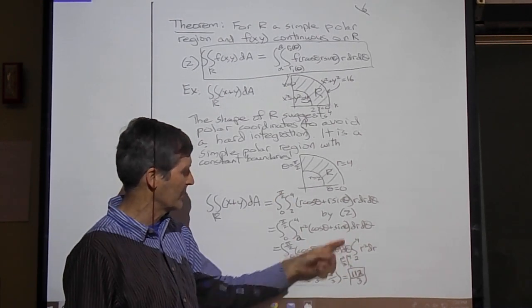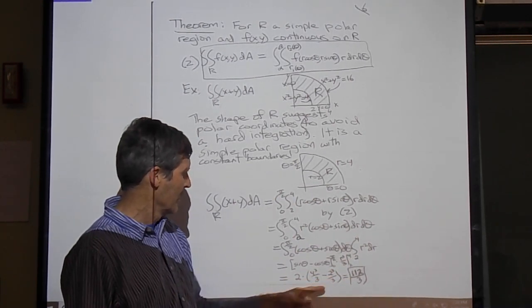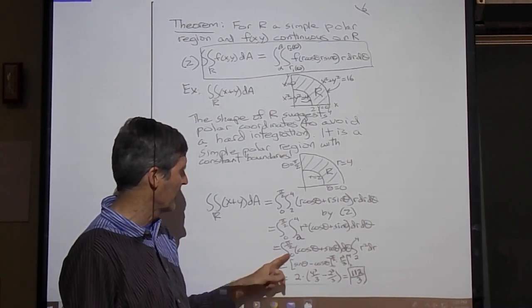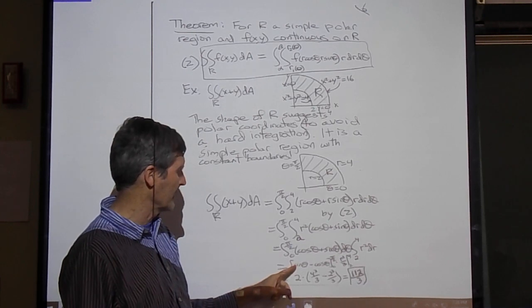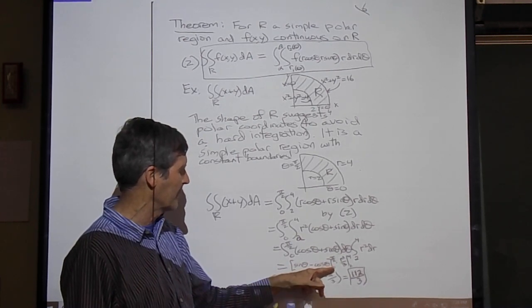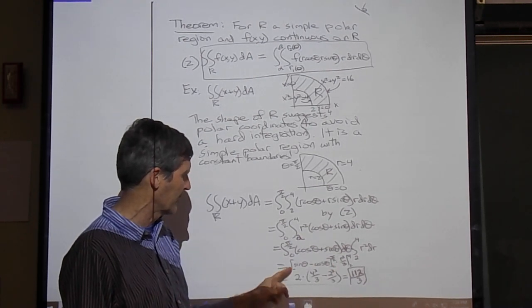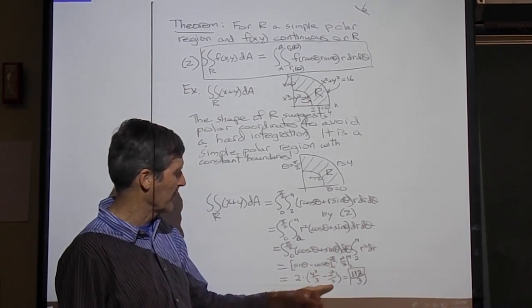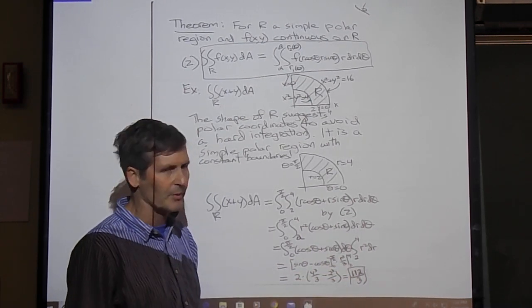and these are easy calculus one problems, right? R squared integrates as r cubed over 3. Need to plug in 2 and 4 and take the difference. Cosine theta plus sine theta integrates as sine minus cosine. Have to input 0 and pi over 2 and take the difference. This one comes out to be 2. This one comes out to be 4 cubed over 3 minus 2 cubed over 3. The whole thing is 112 over 3.